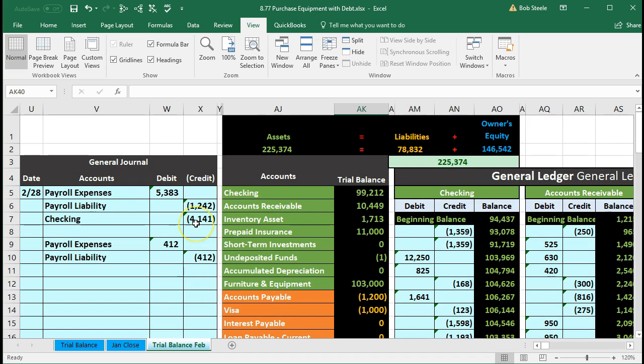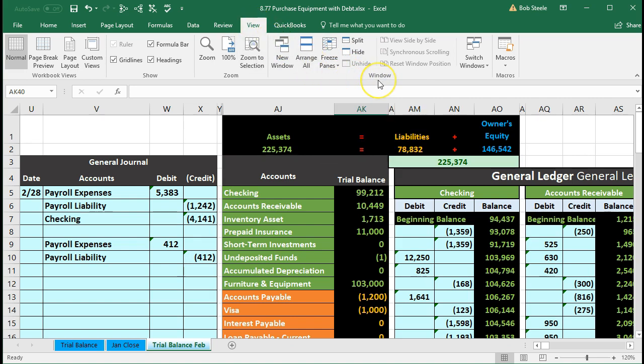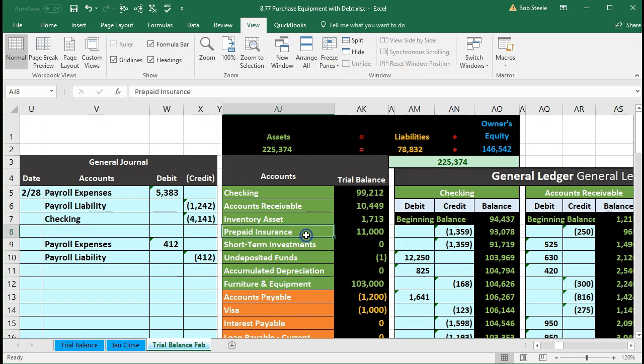Okay, so let's unfreeze the panes. Let's take a look at the financial statements. We're going to point some of these numbers to the financial statements, see if it has been updated automatically as it would in accounting software. And so we're in the View tab. We're going to the Windows group within the View tab, selecting the freeze panes, and we will unfreeze the panes because we no longer need to post. We're going to scroll all the way over.